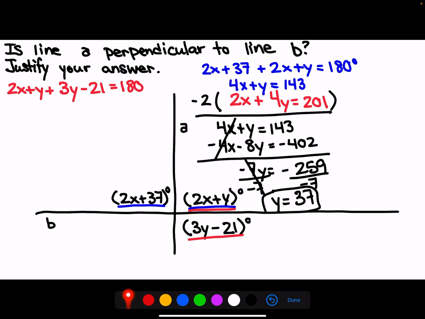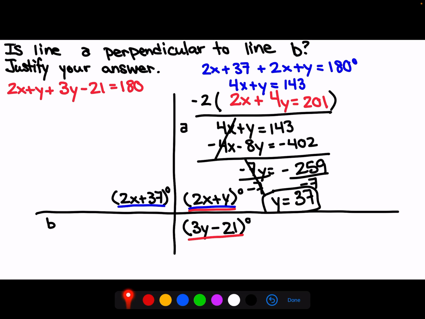So 4x plus -4x cancels. y plus -8y equals -7y. And 143 minus 402 will give me -259. From here, I divide both sides by -7 to get y by itself. The -7s will cancel. -259 divided by -7 will give me +37. So y is equal to +37.